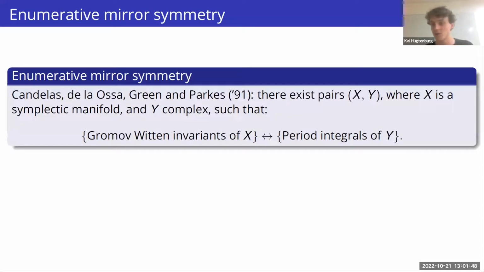So the whole story will start with enumerative mirror symmetry, which people came up with in 1999. So it's Candelas, de la Ossa, Green, and Parkes. And their idea was that there exist these pairs of spaces, X and Y, where X is a symplectic manifold and Y is a complex manifold. And the idea is that the Gromov-Witten invariants of X correspond to some period integrals on the complex space Y.